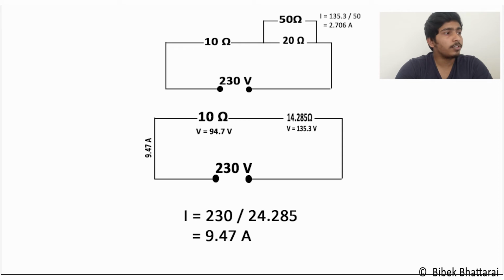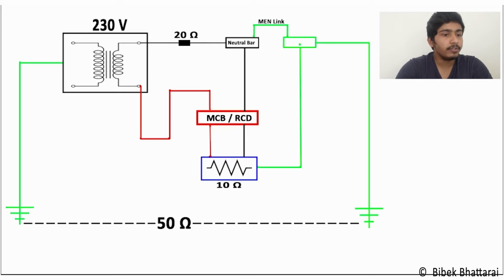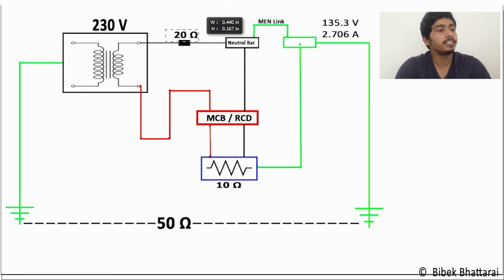So if I come back to our previous diagram and look at over here, we have got now 135.3 volts and 2.706 ampere of current flowing through our earthing conductor. So every metallic surface of our appliances has the potential to give an electric shock of 135 volts and 2.706 ampere to whoever touches that metal surface. It is all due to the increase in resistance in our neutral wire. That is what is called high impedance neutral.